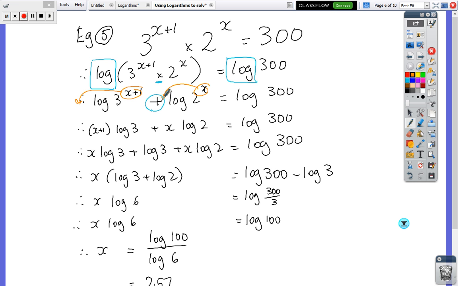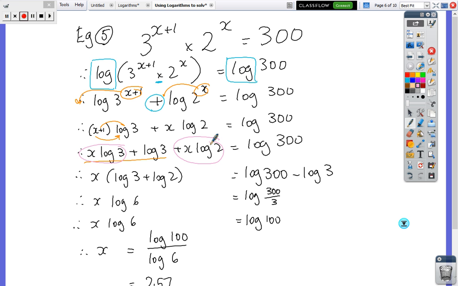So you can see what I've done then. And then over here, what I've done is I've expanded out the bracket. So x times log 3 and 1 times log 3. And then what I've done next is I've got some x's here and I've got some x's here, so I've factorised. So I take x out of both and end up with log 3 plus log 2.